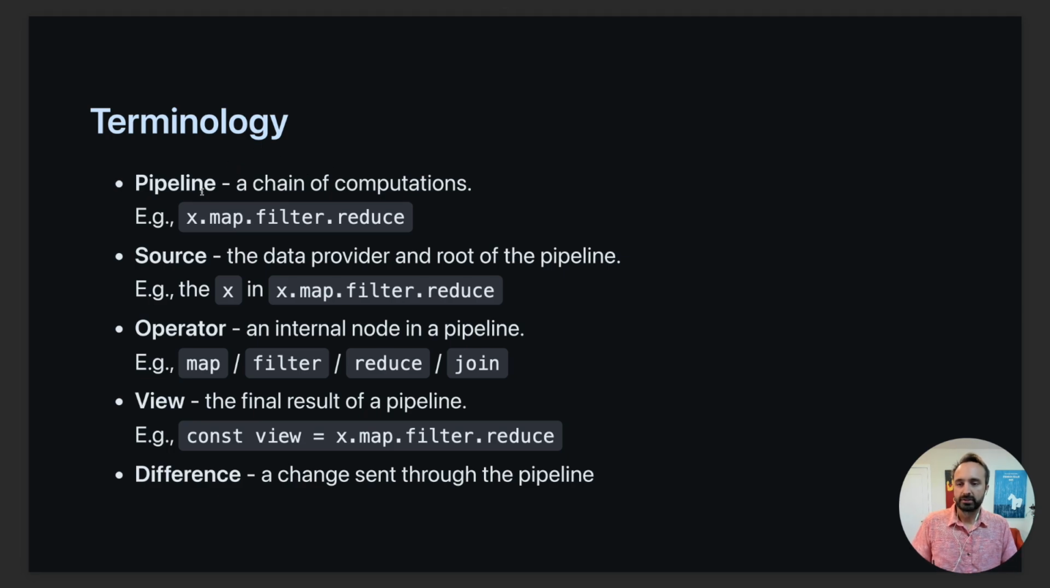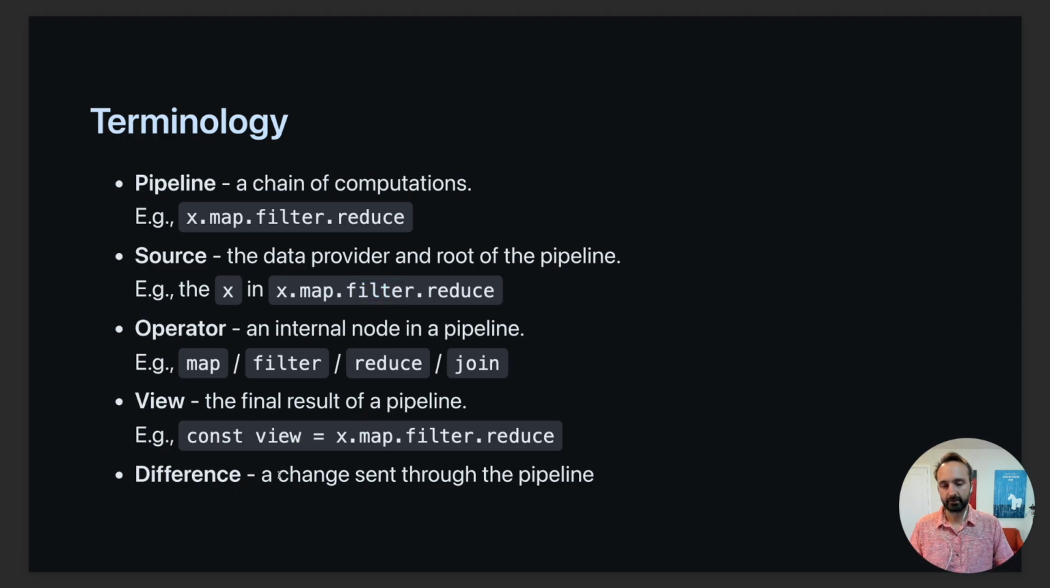So some of the terminology: we have pipelines. A pipeline is a chain of computations. Map, filter, reduce. x.map.filter.reduce would be a pipeline. A source is the thing that provides data to the pipeline, so the collection at the beginning. An operator is just a node in the pipeline, so any of these are operators in the pipeline. A view is the final result of the pipeline. So once the pipeline's done, you have your view of the new data.